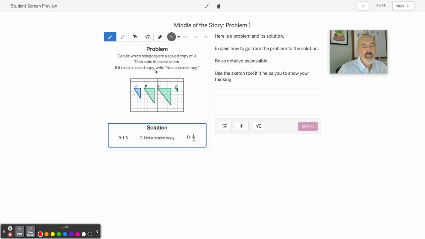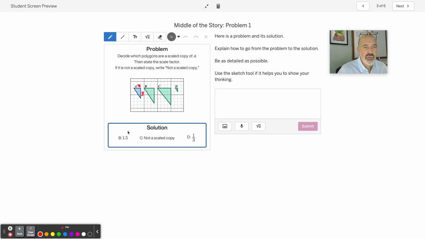In this problem, it has a question and then has the solutions already there for you. So when it talks about polygon A, that's this triangle here. The best thing you can do is recognize that it is 2 units across and then 3 units long, or down the side. So that's the side lengths of the original triangle.